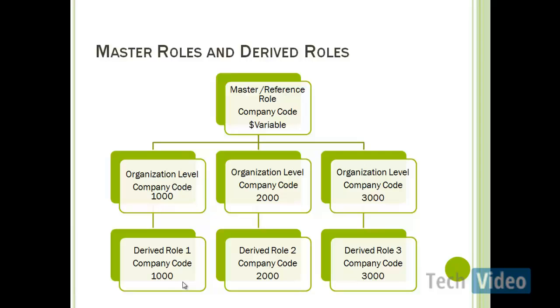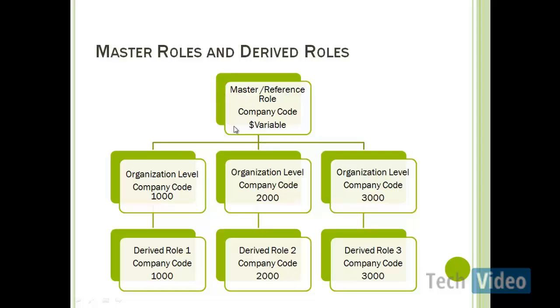The difference between master role and derived role is that in the derived role we will be using organization levels, that means the specific organization levels for that particular derived role. So organization levels from one derived role to another derived role which is linked to the master role will differ. However, the authorization objects or the concept will remain the same. That is the advantage of master role and derived role.